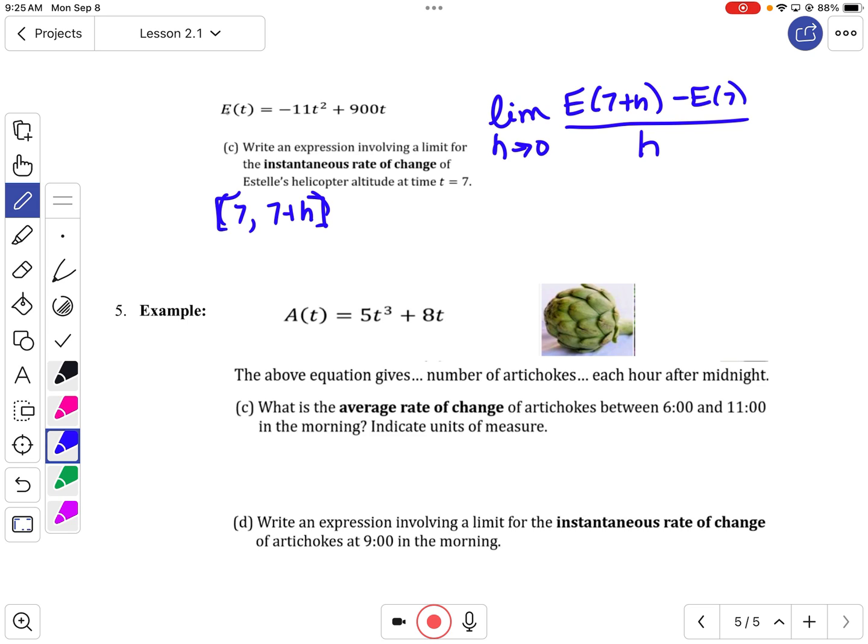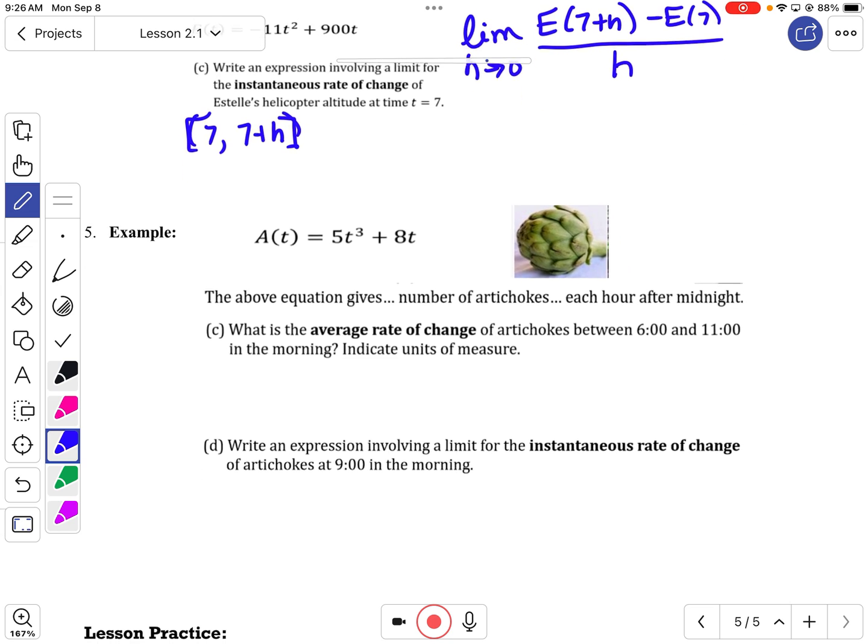Okay, y'all try this next one. We'll check it, and then I'm done.